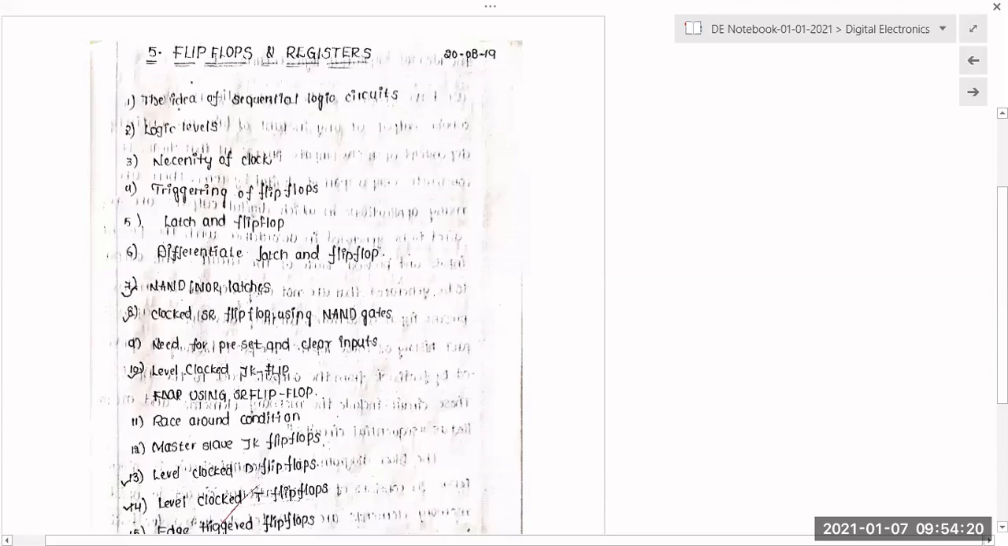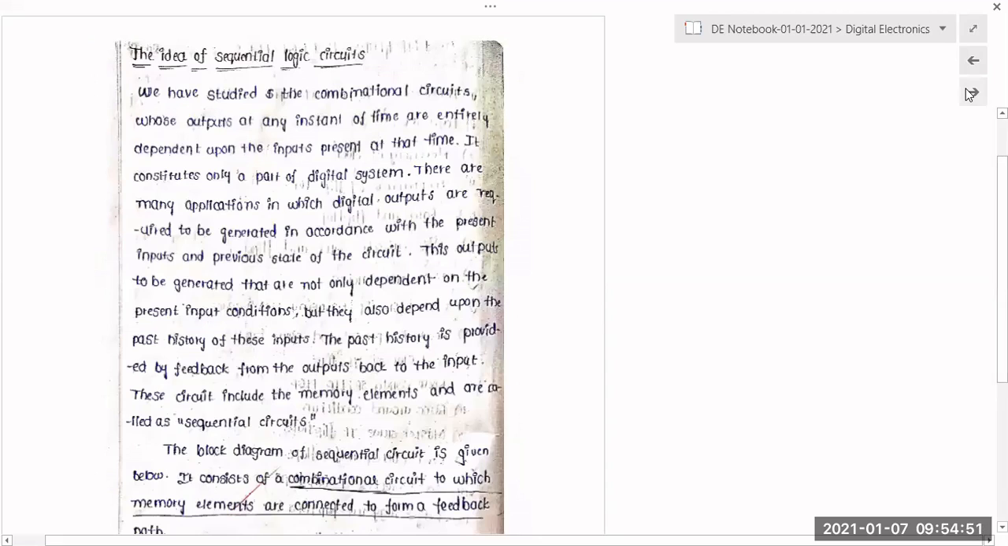Okay, so in the previous class we have seen the sequential logic circuits, what the different logic levels are, what the necessity of clock is, and what triggering of flip-flops is. There are two types of triggering, and we discussed latch and flip-flop and the differences between them. There are two types of latches, NAND latch and NOR latch, and we discussed the clocked SR flip-flop using NAND gates, and the need for preset and clear inputs. These we have seen. So in today's class we will discuss the JK flip-flop.